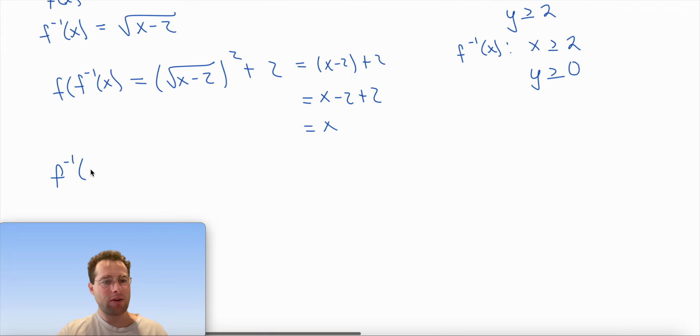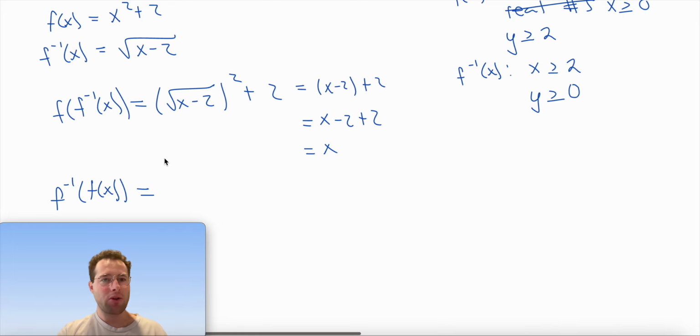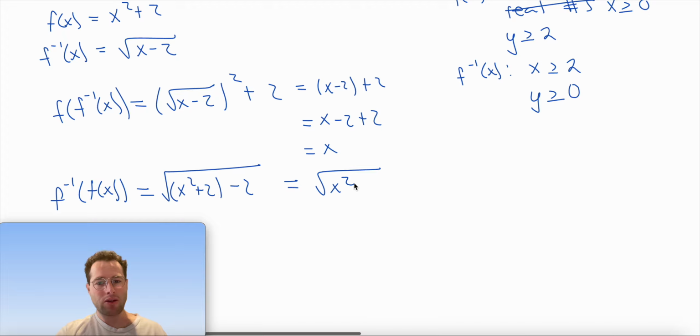f inverse of f of x, oops, I forgot that right there, equals, well, we're going to substitute the other way around. So now we're going to have the square root of x squared plus 2 minus 2, which equals the square root of x squared plus 2 minus 2. The 2's are going to cancel out here. So we have the square root of x squared. Those are going to undo each other, and we're just going to be left with x again.